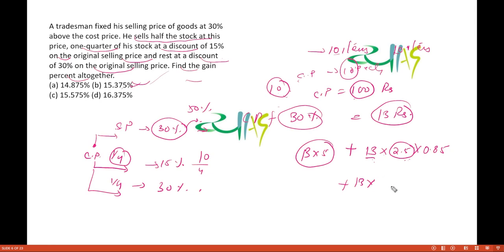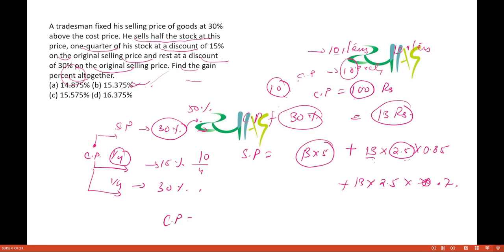And a quarter of the items, another quarter of the items, are being sold at 70% of the original. Sorry, 30% of the original selling price is the discount, which means 70% of the price is left. So 70% of the original selling price will be 0.7. So this will be your selling price.